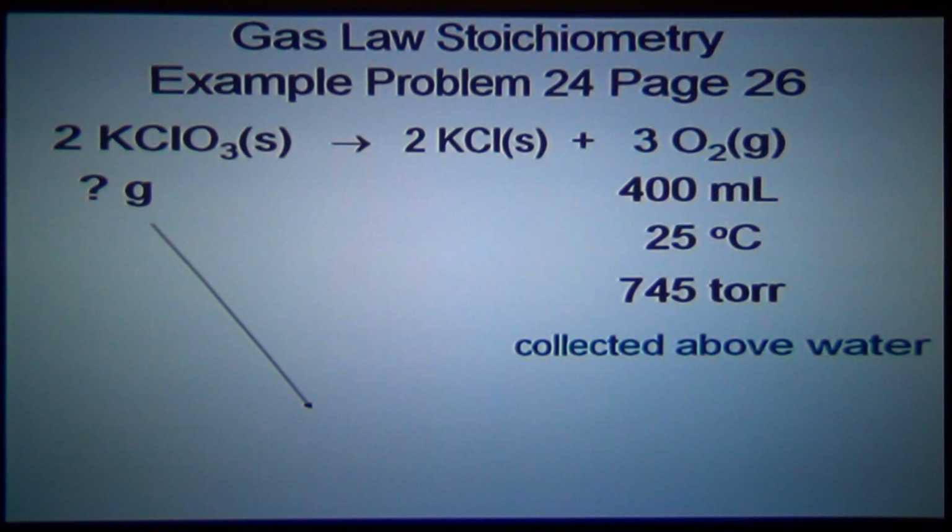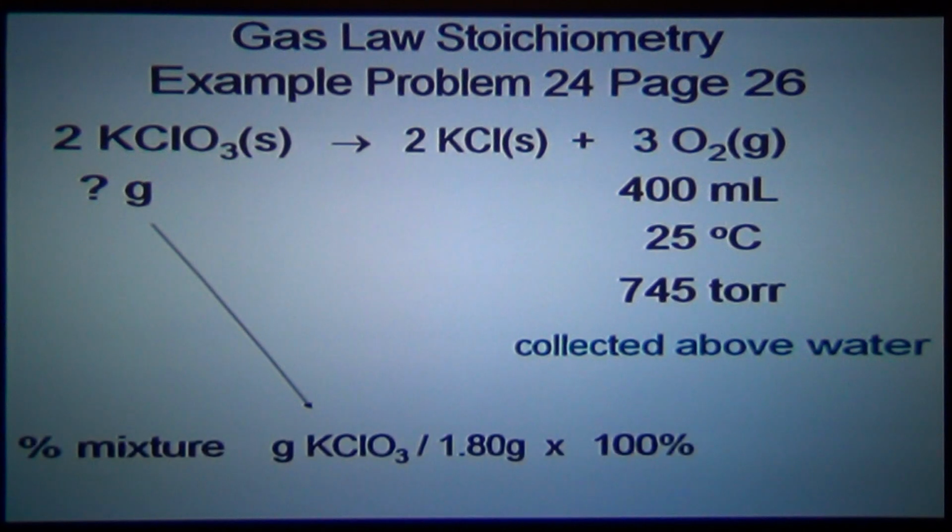of the wet gas. Using that information about the oxygen and using the ideal gas law, PV equals nRT, I should be able to solve for the quantity of oxygen that was made, for the moles. If I know the moles of the oxygen that was made, using that balanced equation, I should be able to figure out how many moles of the KClO3 I started with to be able to make that much oxygen, convert that to grams, and compare it to the 1.80 grams of the mixture.